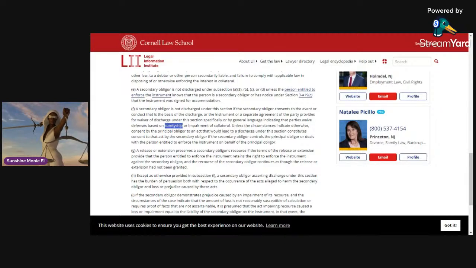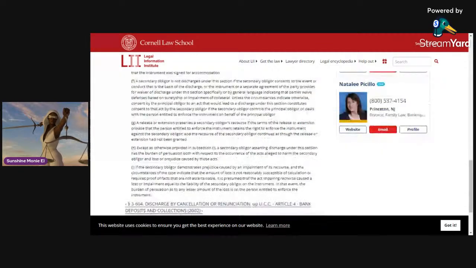Or impairment of collateral, unless the circumstances indicate otherwise. Consent by the principal obligor to an act that would lead to a discharge under this section constitutes consent to that act by the secondary obligor if the secondary obligor controls the principal obligor or deals with the person entitled to enforce the instrument on behalf of the principal obligor. A release or extension preserves a secondary obligor's recourse if the terms of the release or extension provide that the person entitled to enforce the instrument retains the right to enforce the instrument against the secondary obligor, and the recourse of the secondary obligor continues as though the release or extension had not been granted.